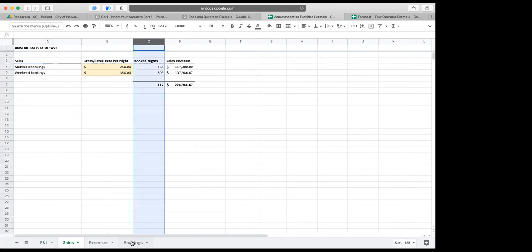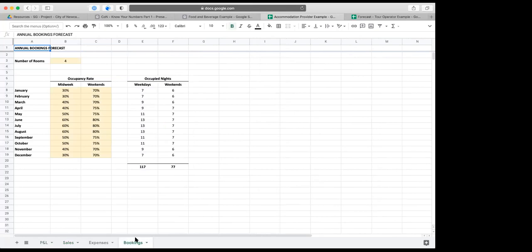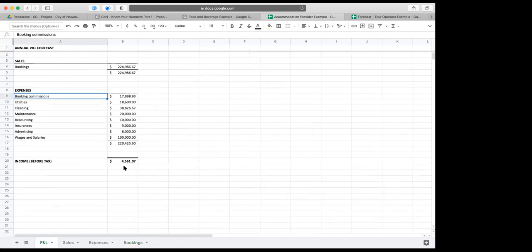Well, let's take a look at the bookings tab. There are two components in our booking model. The first is the number of rooms available in the property. It's yellow, so we can vary it to understand what effect it has on the bottom line. For example, with 4 rooms, our forecasted income is positive, a surplus. So we see here a surplus of $4,500.